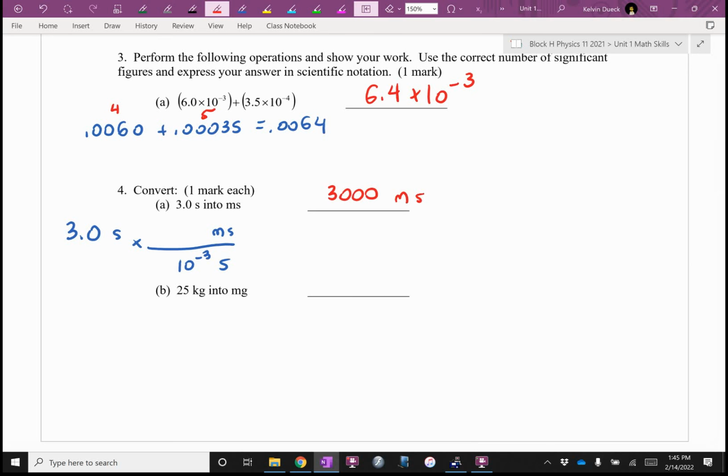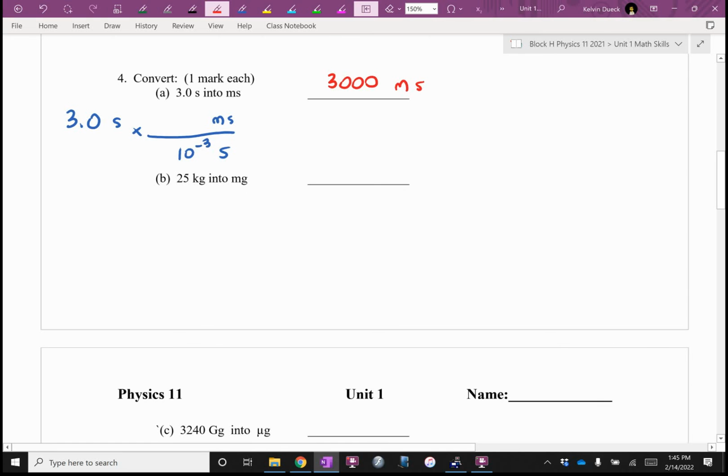Is that okay, Diego? Good. B is a 2-step question. I'm going to get rid of kilo. Then I'm going to bring in milli. I'm going to write down what they gave me.